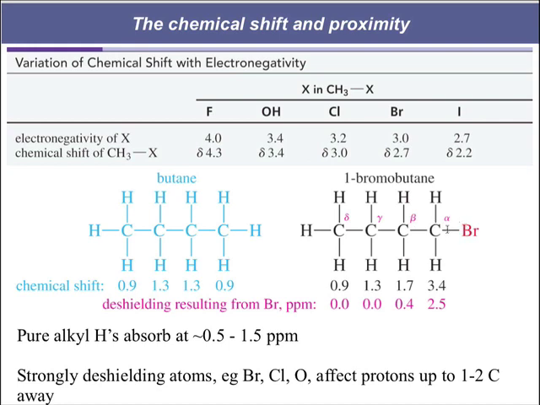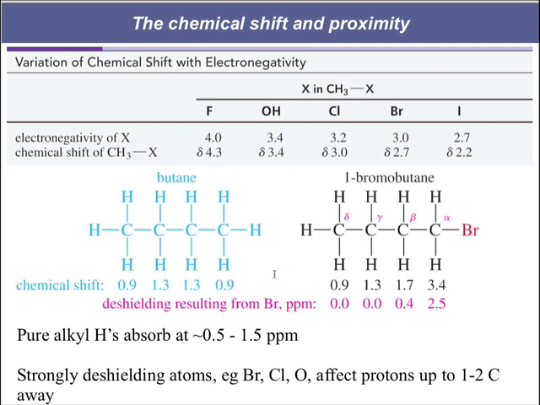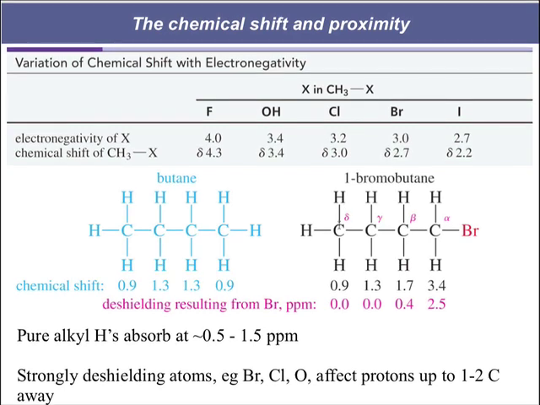The bromine deshields the carbon, which deshields the hydrogens. This carbon then deshields its neighbor, which deshields its hydrogens. But notice that once we get to the third carbon, our gamma carbon, those hydrogens are exactly at the same shift that they were before. They were 1.3, regardless of whether the bromine was there or not. And on our delta carbon, our fourth position over, our hydrogens are at 0.9, which is exactly where they were before we had the bromine on there.